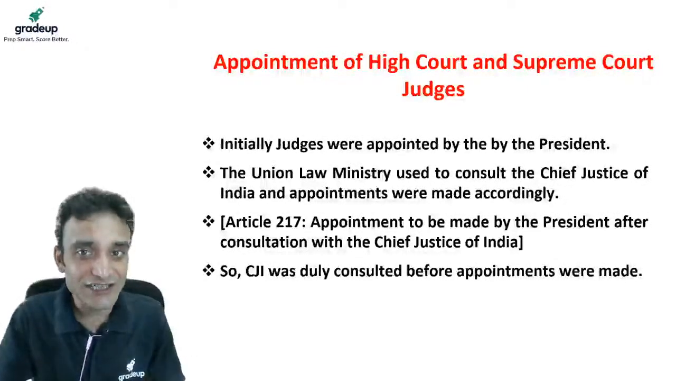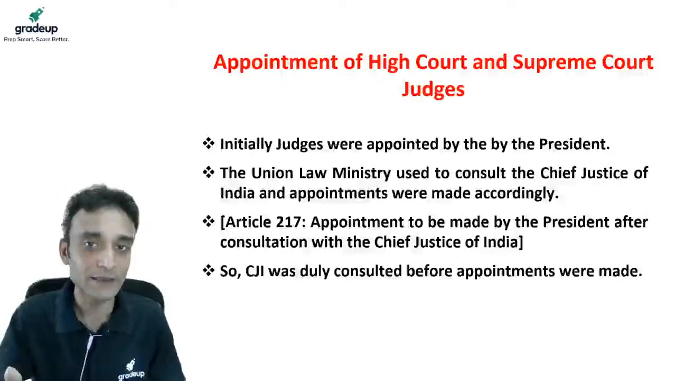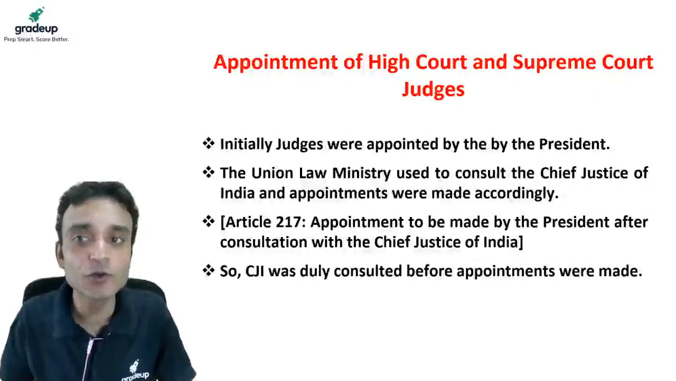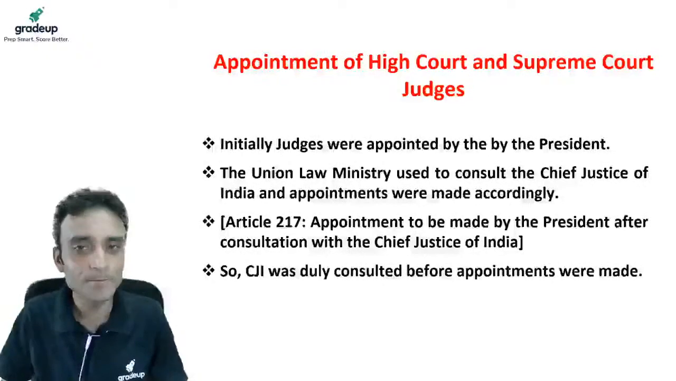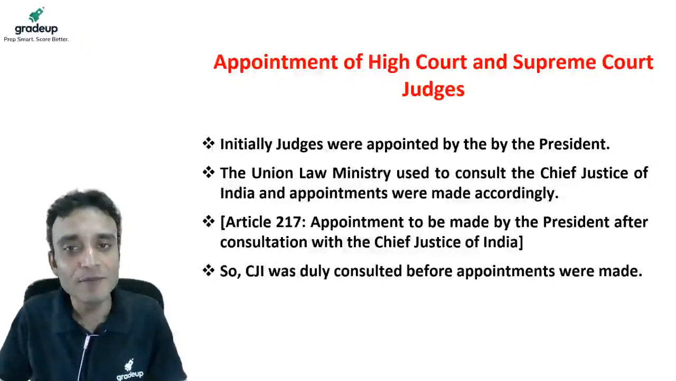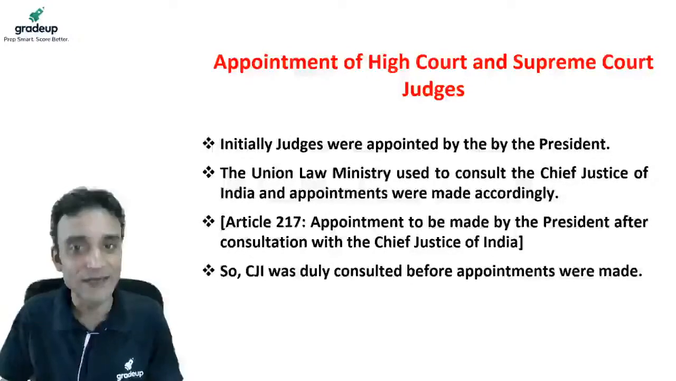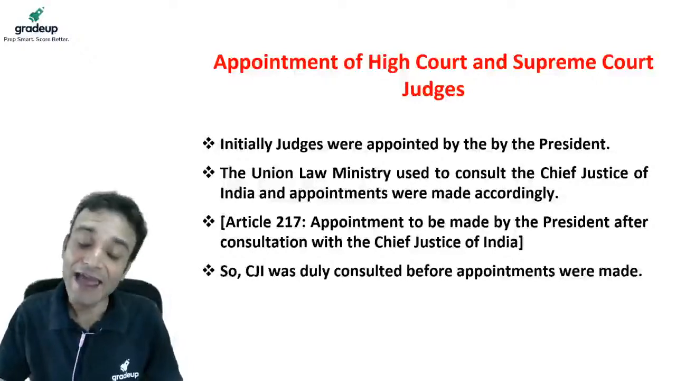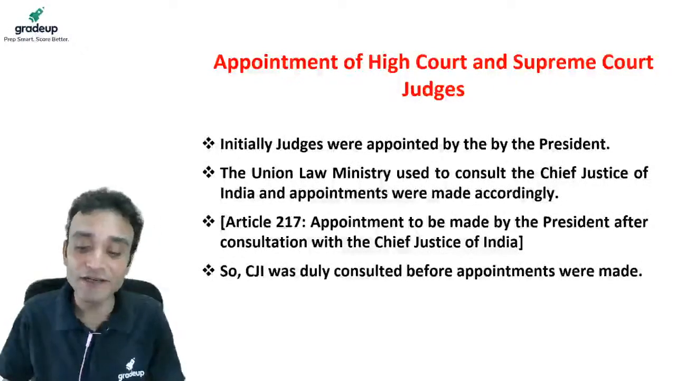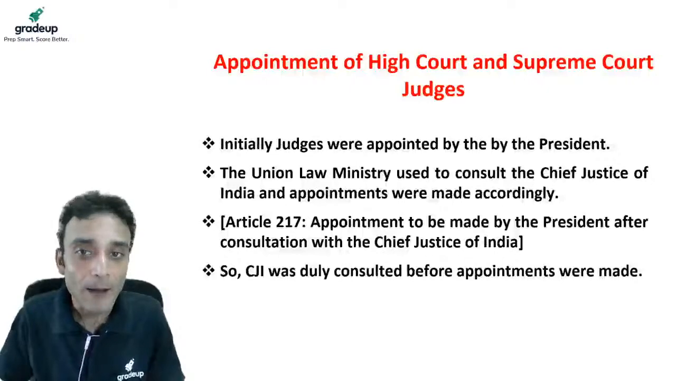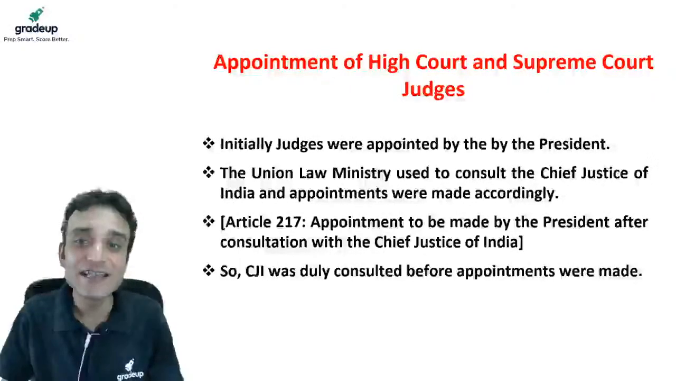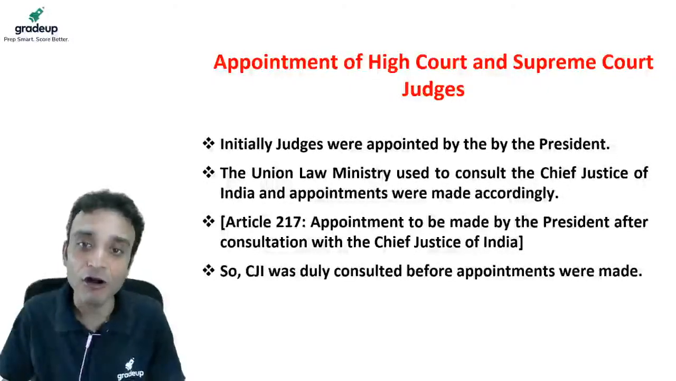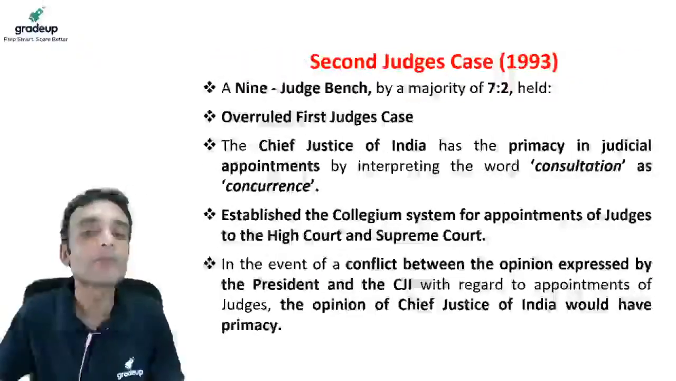So initially, judges are appointed by the President. The Union Law Minister used to consult with the Chief Justice. The Chief Justice used to recommend certain names to the Union Law Ministry, and the Ministry used to sanction those names and thereafter present those names to the President of India, and accordingly, the President of India used to appoint those individuals as judges of the High Court and the Supreme Court.